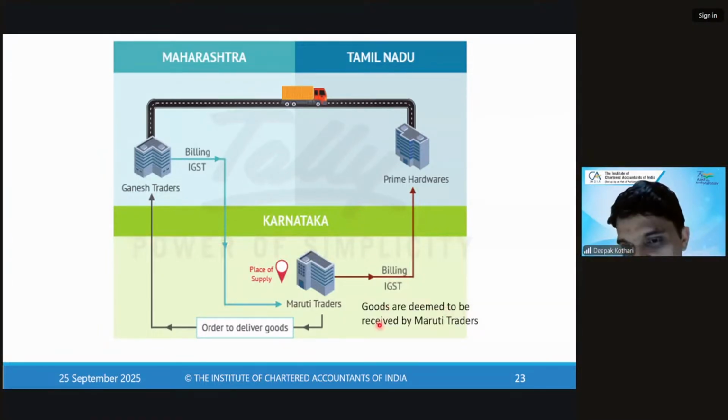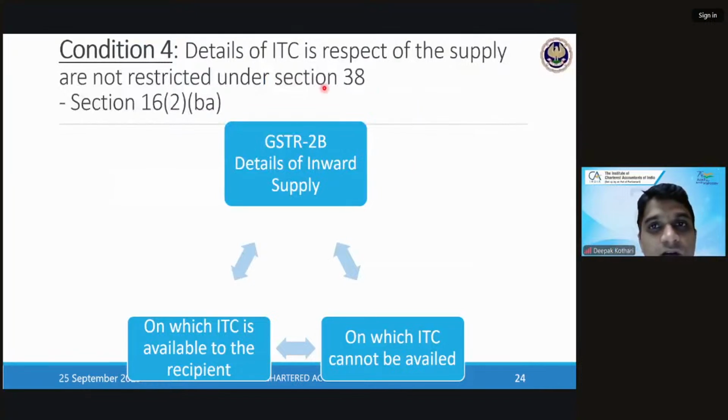And goods are deemed to be received by Maruti Traders. And when Maruti Traders raises an invoice to Prime Hardwares, then Prime Hardwares can claim the credit on that. So that is the third condition. Now going to the fourth condition. Details of ITC in respect of the supply are not restricted under Section 38, which is the fourth condition given under Section 16(2)(ba). So this fourth condition is a little tricky.